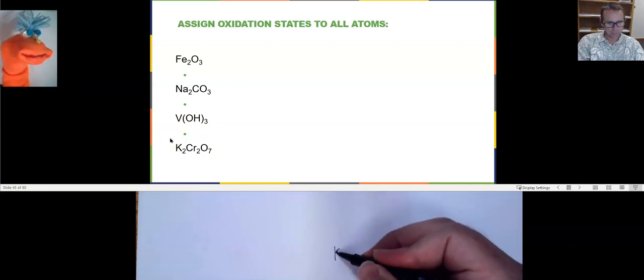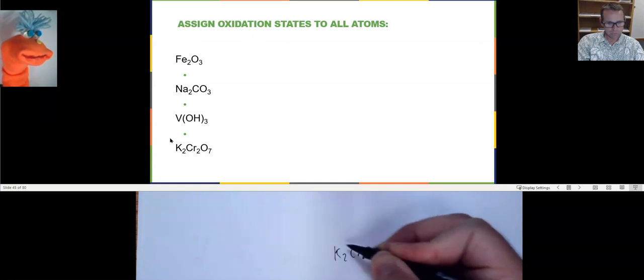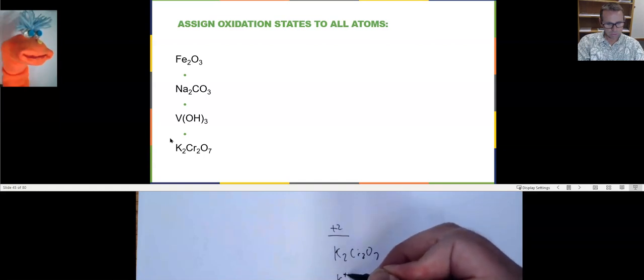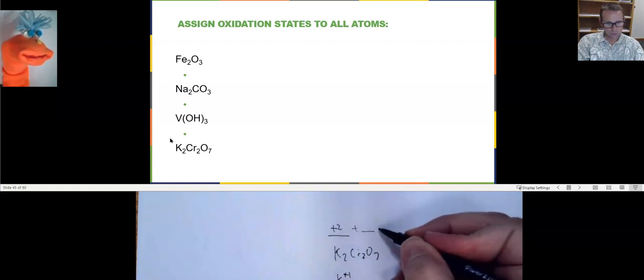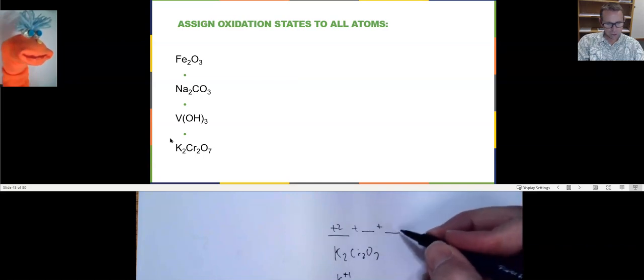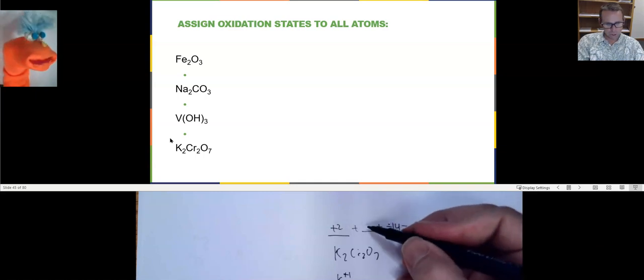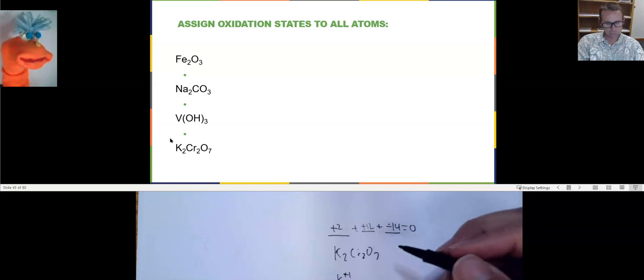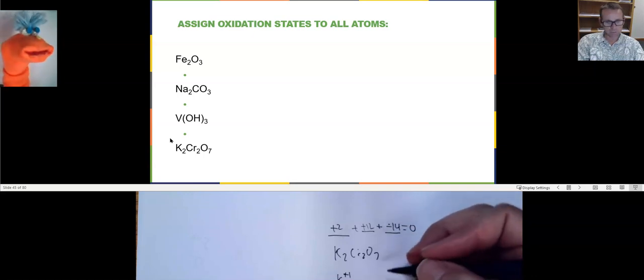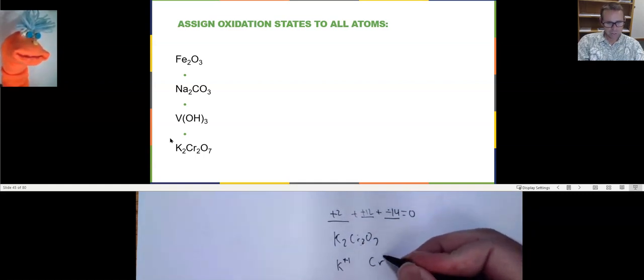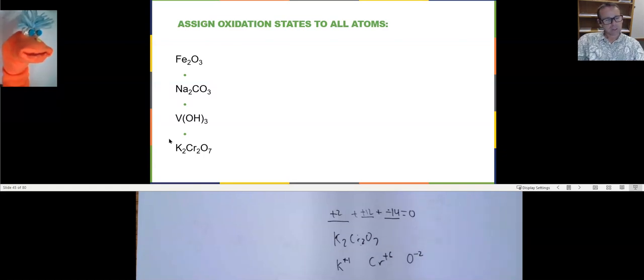Potassium's +1. Very good. K2Cr2O7. Potassium contributes +1, total of +2. The oxygen's contribution is a minus 14. Plus 12 in here. Yeah. So does that mean chromium is a plus 12? Well, there's two chromiums. Can you see that? Two chromiums? So each chromium must be a plus 6, so that two of them could have contributed that plus 12. Okay, good.